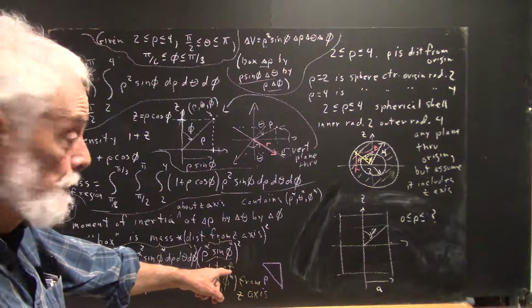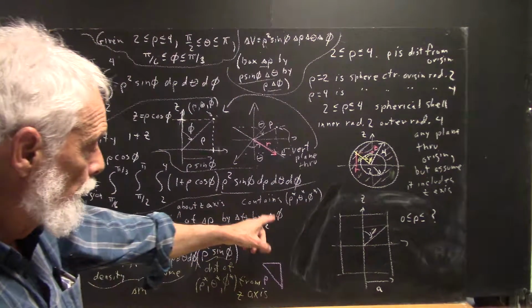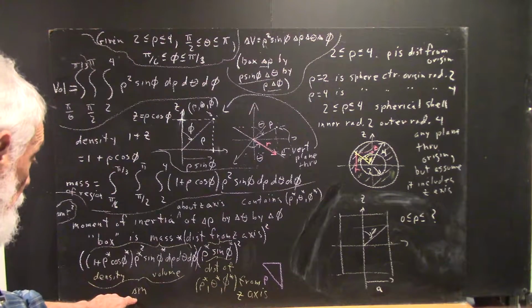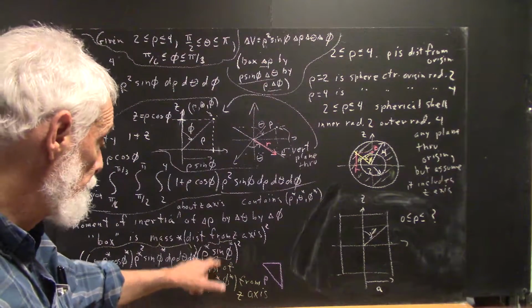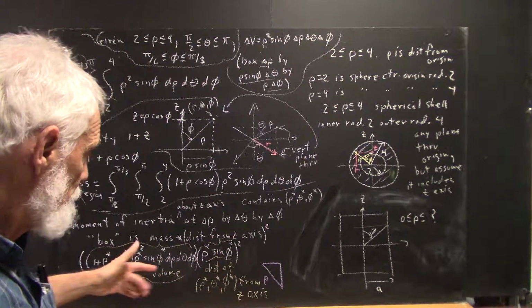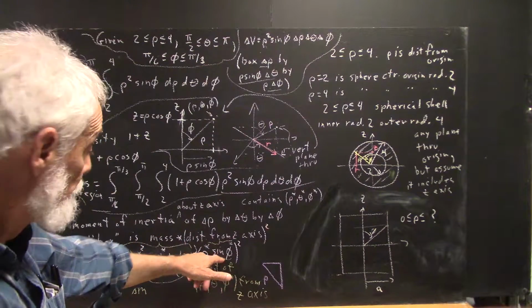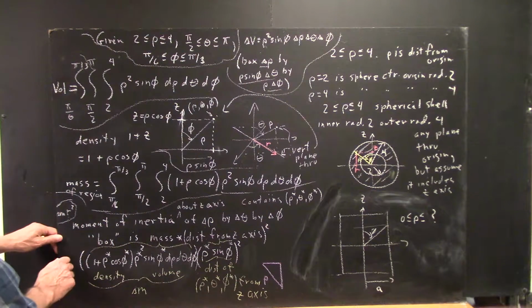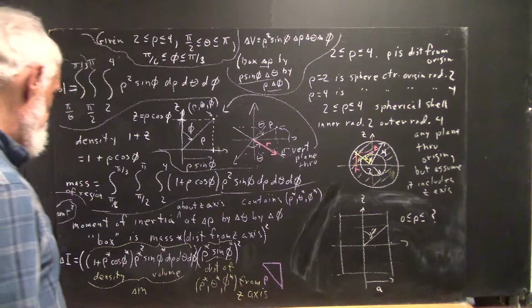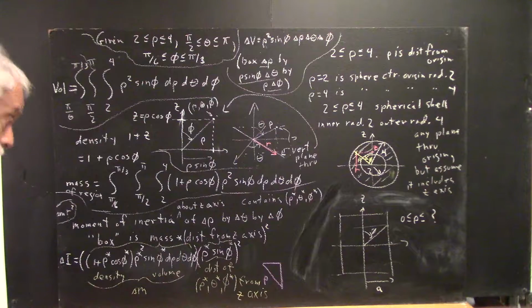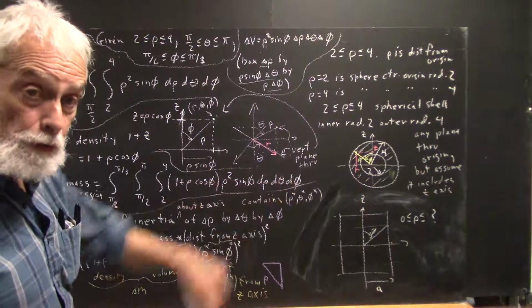So here is the contribution of this delta rho by delta theta by delta phi box containing rho star, theta star, phi star to the mass, and multiplying that by the distance of this box from the z-axis. You're multiplying then the mass by the square of that distance, and that's your contribution to the moment of inertia. And moment of inertia is usually designated by I, so we'll call that just delta I equals this. Now you sum these up over all rhos, all thetas, and all phis. Well, that just gives you an integral that just looks like this one.